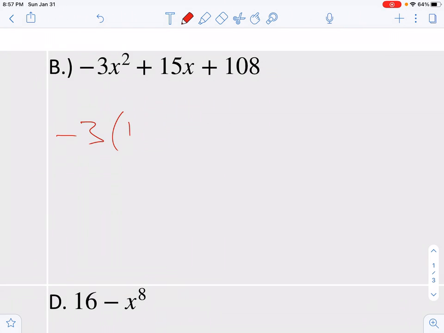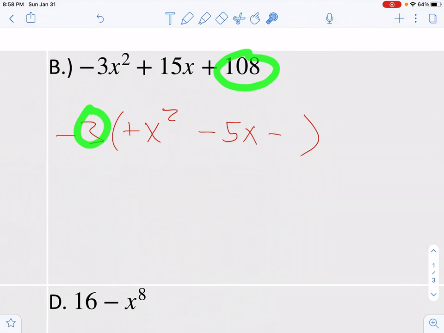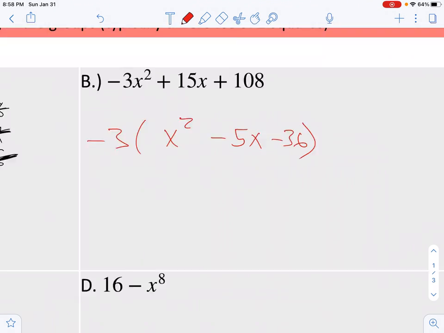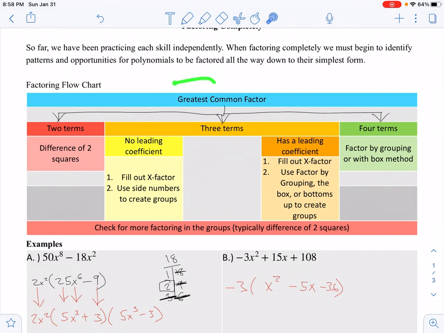I could do all that work right now. This is going to give me positive, negative, negative. Now let's go through and just divide our numbers. So 3 divided by 3 is 1. So that's going to be 1x squared. 15 divided by 3 is 5. So it's going to be 5x. And 108 divided by 3 is going to give me 36. And I already followed my sign rules to figure out what my signs would be. Now I don't necessarily need a plus out there. Okay, so greatest common factor, done.